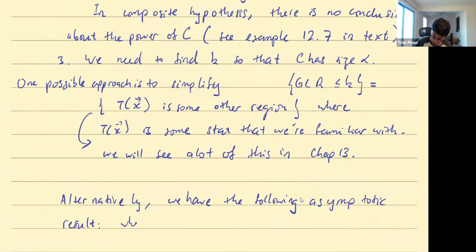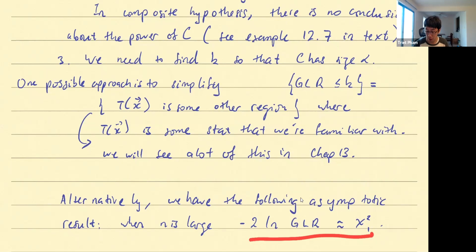Okay, so when n is large, minus 2 natural log of the GLR is approximately chi-square distributed with 1 degree of freedom.